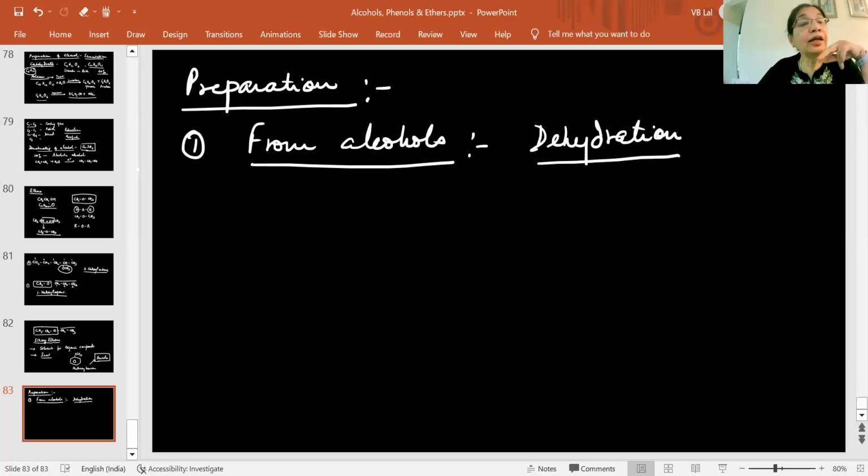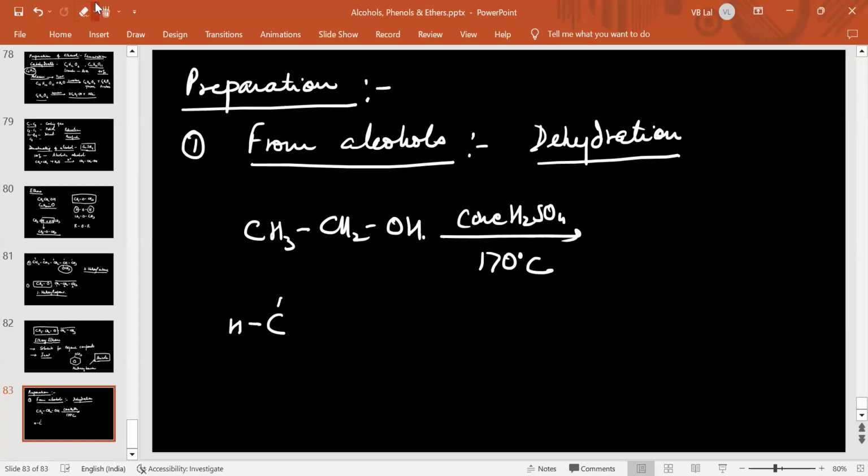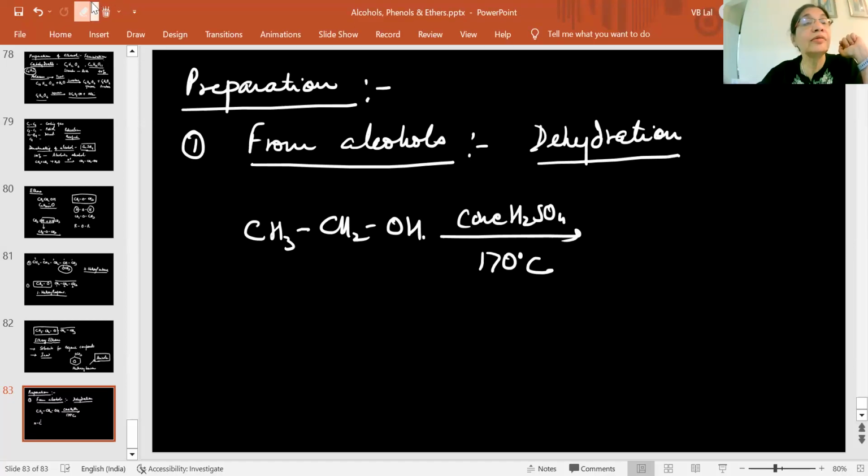Okay, now dehydration can happen in 2 ways. We have done dehydration of alcohols, if you remember, CH3CH2OH. If I take concentrated H2SO4 and 170 degrees Celsius, who will tell me what product will I get? When I do dehydration, I remove water from the alcohol. What will I get? Ethene. Ethene, very good. You will get ethene, CH2=CH2.